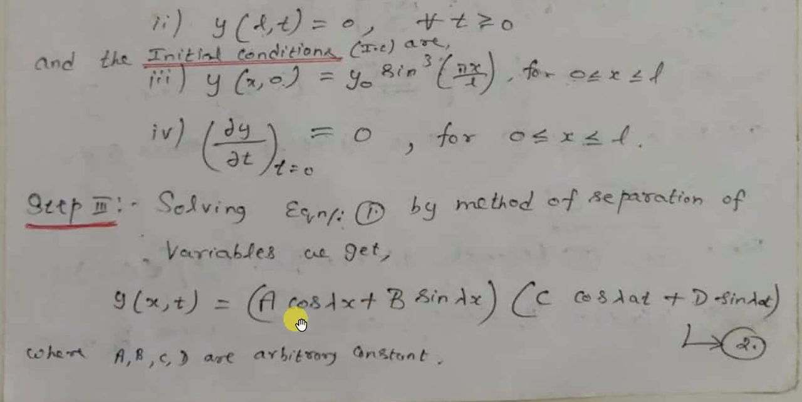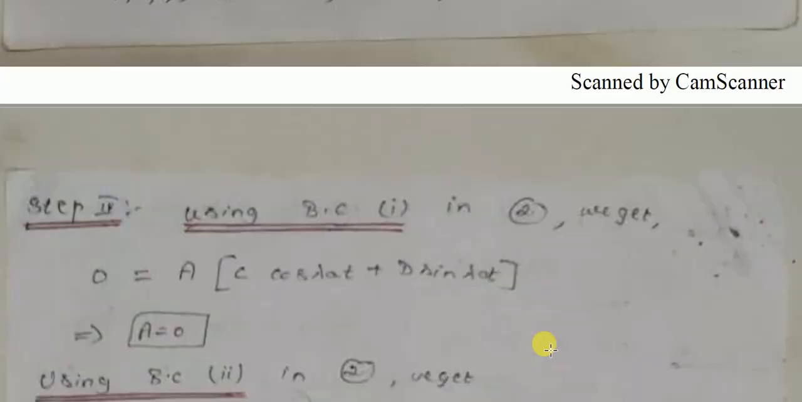X is 0 means cos 0 is 1, sin 0 is 0. This term will go off, so you will have only a here. These two terms you have to retain as it is. So you will get a into c cos lambda at plus d sin lambda at, and you can equate a to 0. So using boundary condition 1, we get a equal to 0.